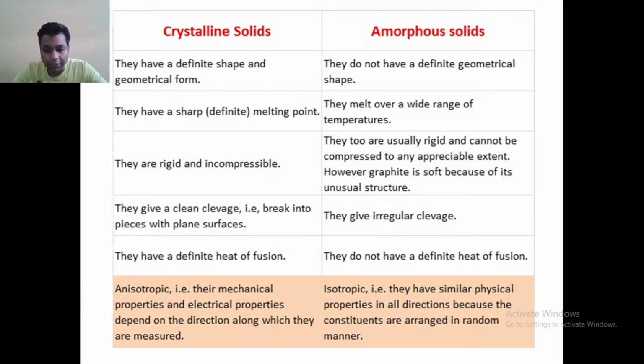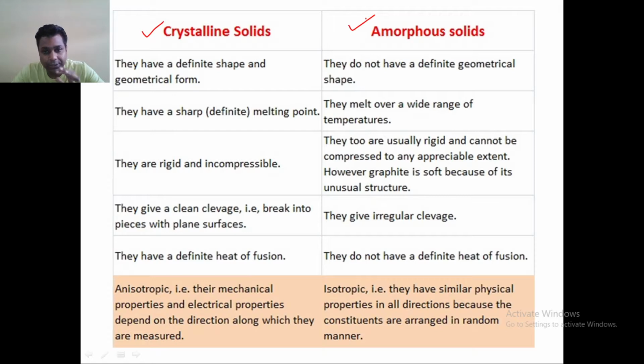Dear students, this is your second lecture of your 12th chemistry unit number 1. In the previous lecture, lecture number 1, I covered the syllabus part of your unit number 1, and we discussed the introductory part of solid state. Now in this lecture we'll move towards the next part of your syllabus. So first of all, let's start with the difference between the crystalline solid and the amorphous solid.